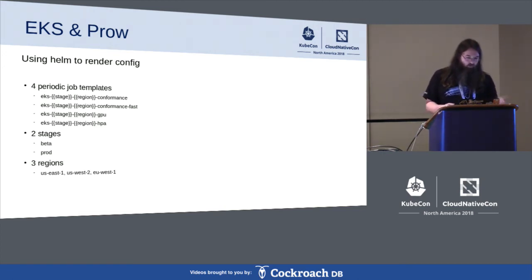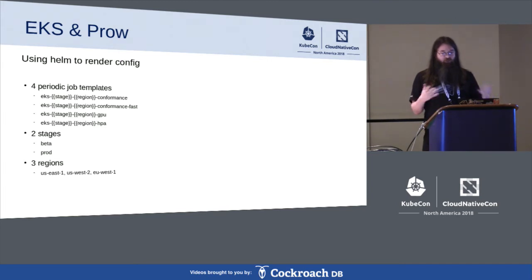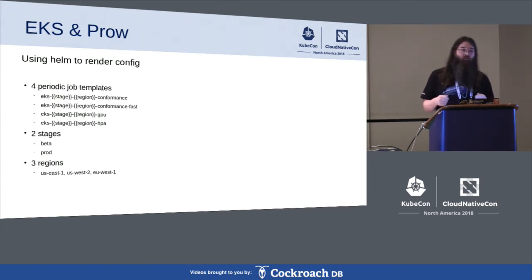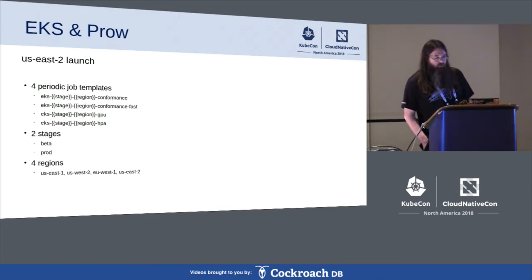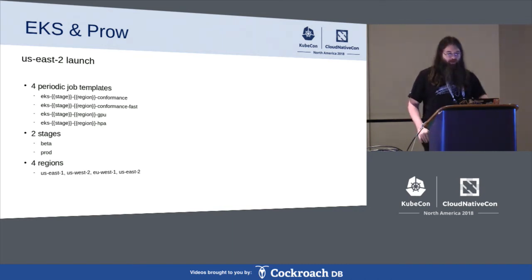And so we wrote a template for Helm. We're not using Helm to deploy, we're just using it to render the YAML file and then apply that to Prow and update the config. So that made launching US East 2 much simpler. We added US East 2 to the list of regions, and now we have jobs running in US East 2 for all of our jobs.